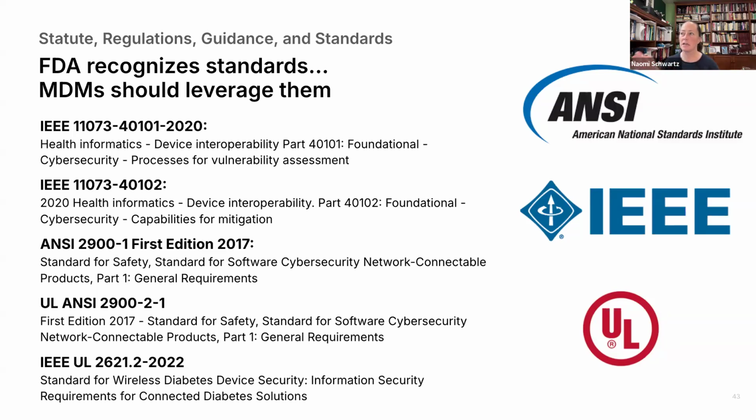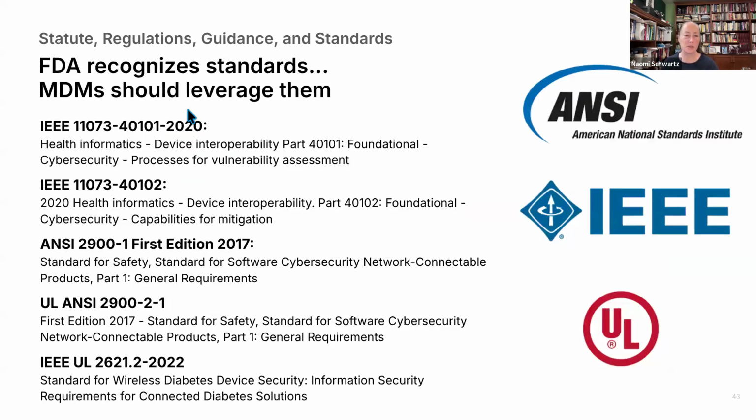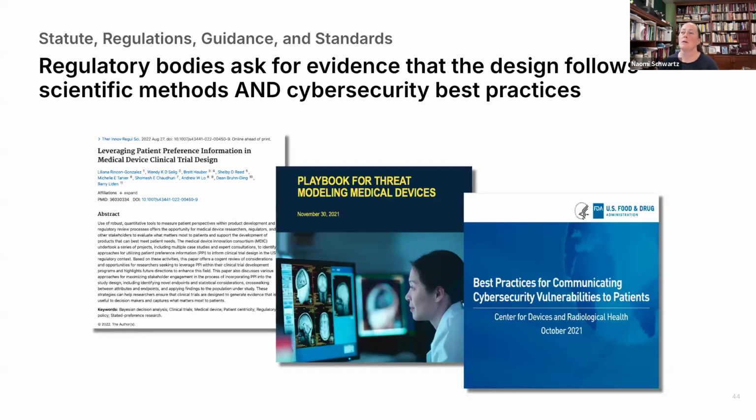2900-1 is a cybersecurity network connectable products safety standard from ANSI and UL. And then there's 2901-2. And then finally, IEEE UL 2621.2, which is for diabetes devices. When the regulator says that they want evidence, these standards help you generate the right kinds of evidence. So that's really how you're leveraging them. You are getting to a place where you have clean, clear, sufficient evidence to convince your regulatory body that you have done what you need to do to assess risk, to mitigate risk, to trace all of that.